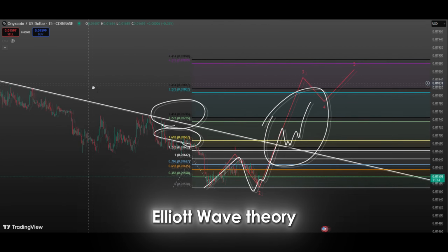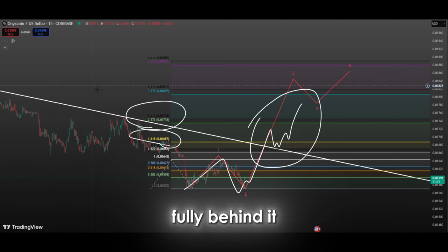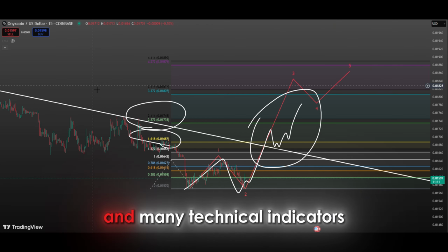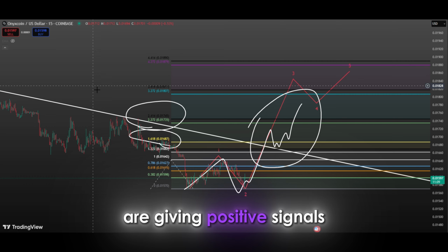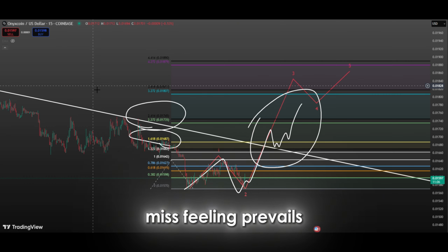According to the Elliott wave theory, the third wave is usually the stage when the market has the momentum fully behind it. Buyers are in complete control, and many technical indicators are giving positive signals. This is the point at which investor psychology turns to confidence and a can't-miss feeling prevails.